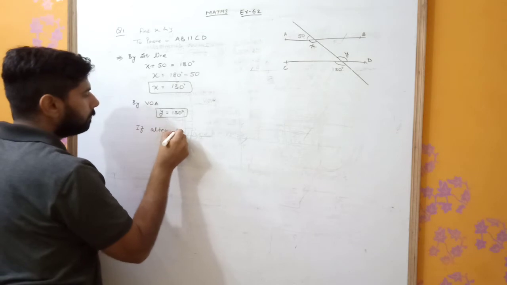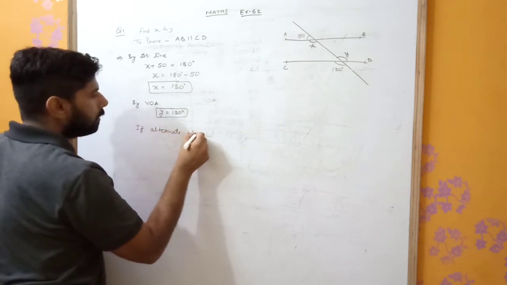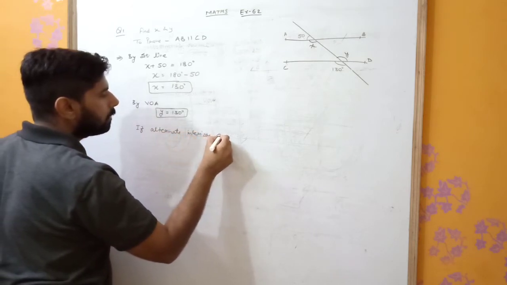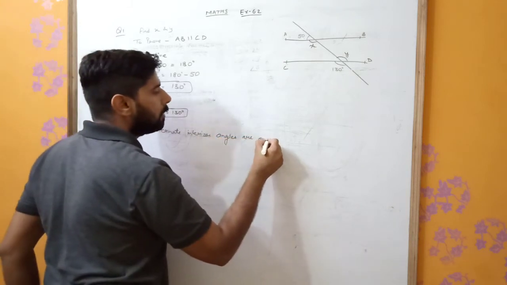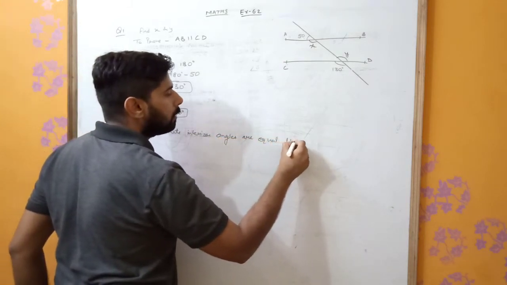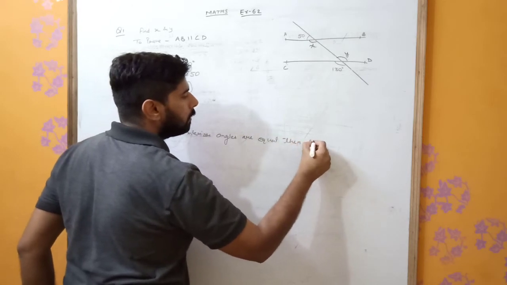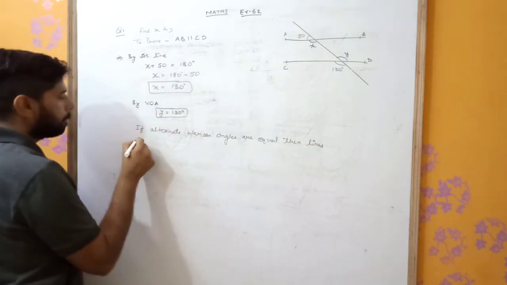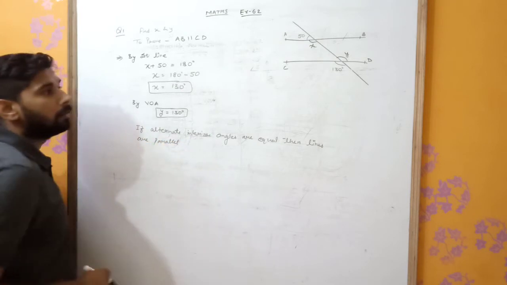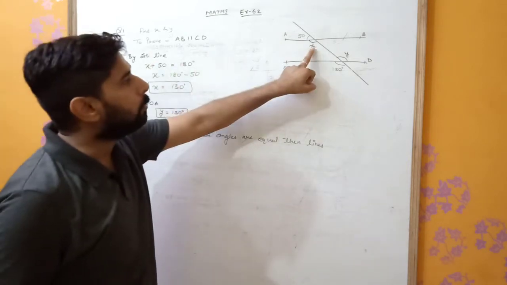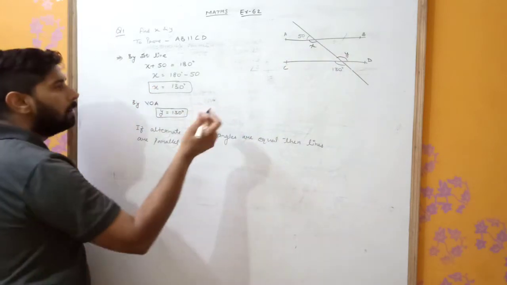If alternate interior angles are equal, then lines are parallel. If alternate angles become equal, that means lines are parallel.